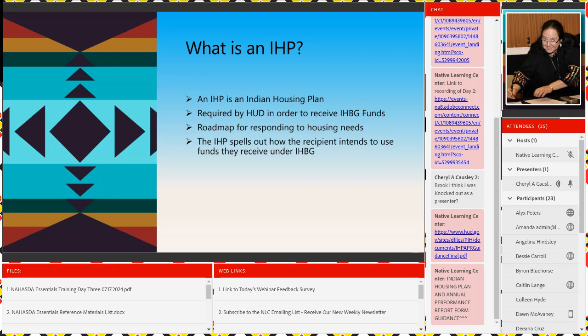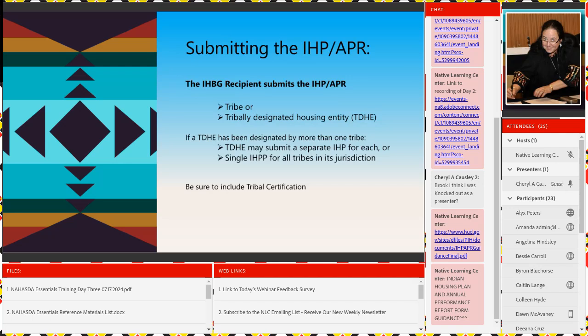It's required by HUD in order to get those funds. It's a roadmap to responding to the housing needs of your tribal members. It spells out how you're going to intend to use the funds you get under your block grant. Your IHBG recipient, either the tribe or your tribally designated housing entity, if you're a tribal department, submit the IHP or APR. If you are an umbrella tribe, that's the word that is used most, and you see a lot of that with the rancherias and up in Alaska. Okay, these are our smaller tribe, and the Pueblos, actually.